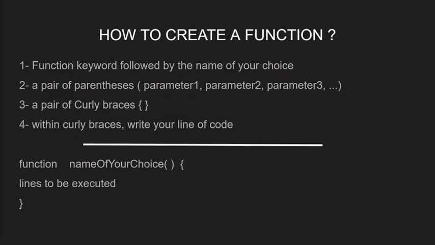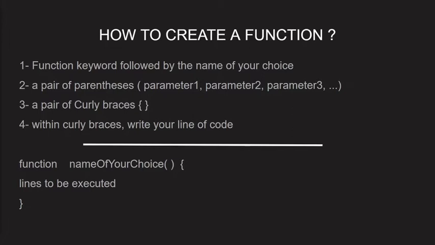Okay, but how to create a function? At first, a function is defined using the function keyword, followed by a name of your choice, followed by parentheses, and inside those parentheses, it may include parameter names separated by commas. Sometimes it may not include those parameters. It's optional. Then after the pair of parentheses, you have a pair of curly brackets, and inside those curly brackets, you have your statements or your lines of code.